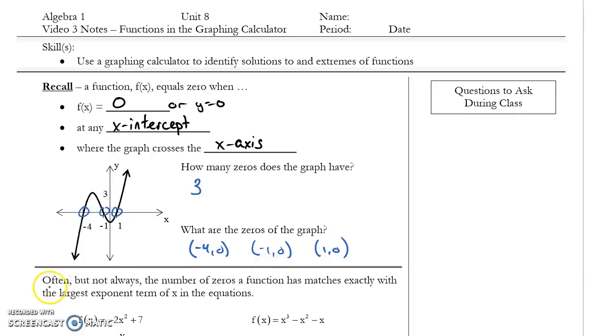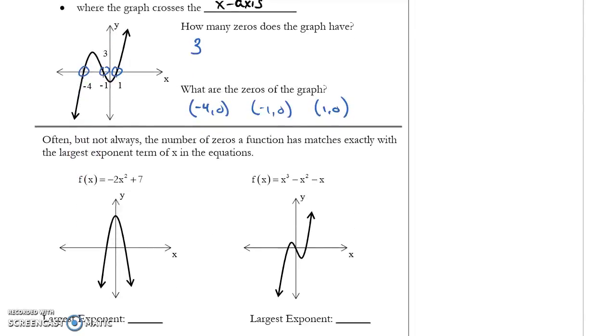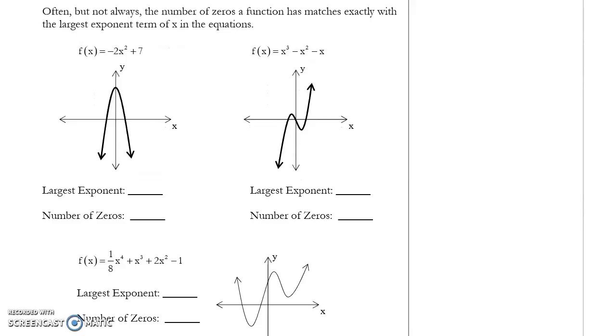Now, as you can see in the next line, often but not always, the number of zeros that a function has matches exactly with the largest exponent term in its equation. What does that mean? Here's my function rule, or my equation. The largest exponent in that equation is 2. Here's my graph. Here's my x-axis. The graph intercepts or crosses the x-axis twice. I have 2 zeros, 2 solutions. Those numbers match exactly.